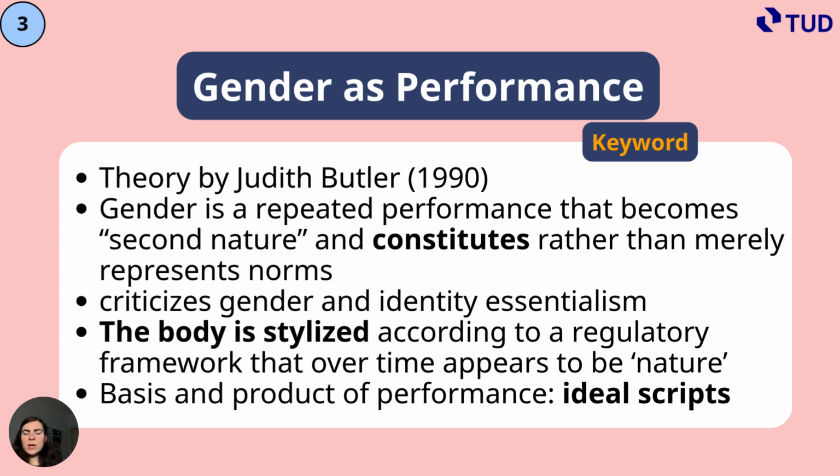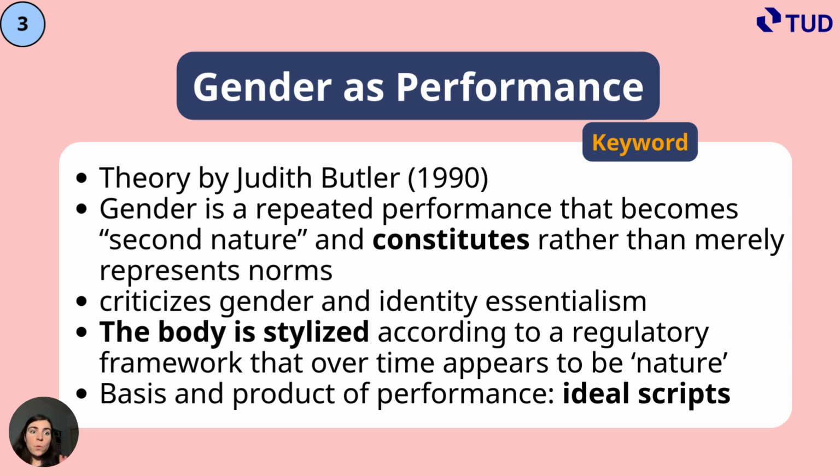So we have this regulatory framework, this idea of what it means to be masculine, feminine, what it means to have a certain gender. But on the other hand, this framework is always in progress. It's always reconstructed and relived through this performance. So we have, on one hand, the basis, ideal scripts, gender norms. They are at the same time the product of this performance, so it's interlinked. And what gender performativity also does, very importantly, is criticize gender identity essentialism, this idea that it's something fixed, because of this dynamic quality, because it's always in progress.